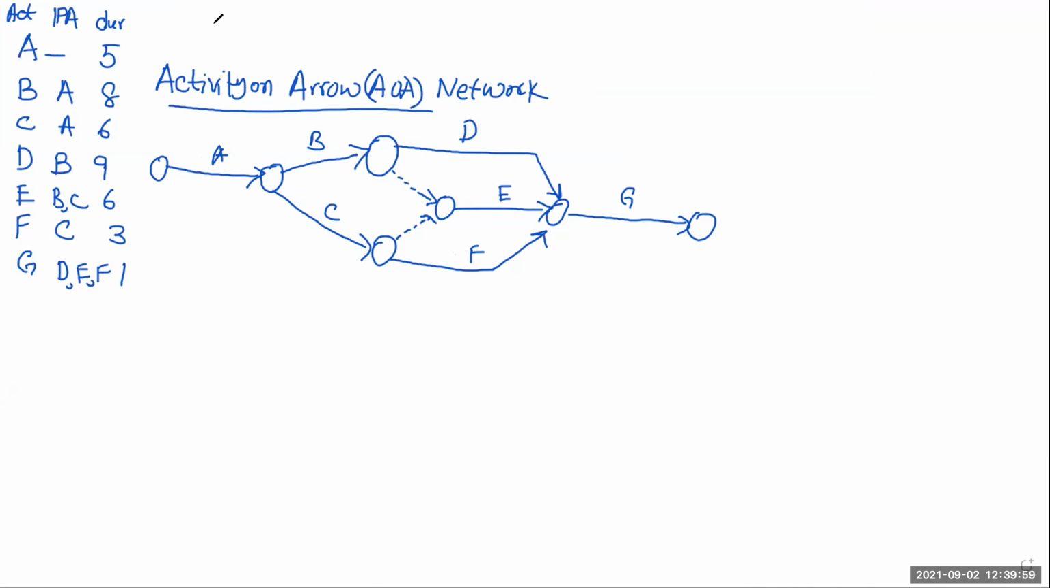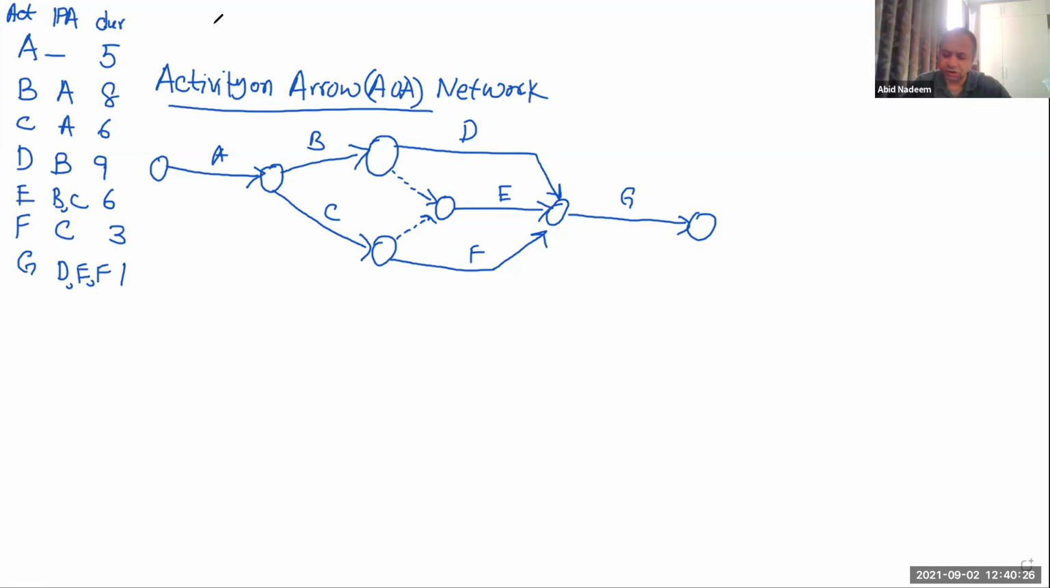Professor, can I ask a question? Yes. Why do we need this other type, activity on arrow, if we have activity on node network? Why do we need AOA?